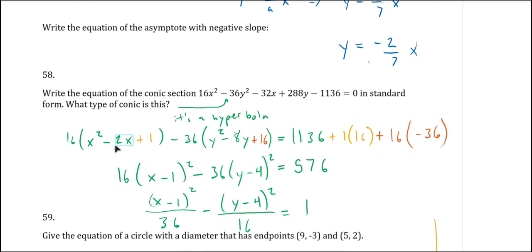I want to add half of this middle term squared, which is 1, but really I've just added 1 times 16.